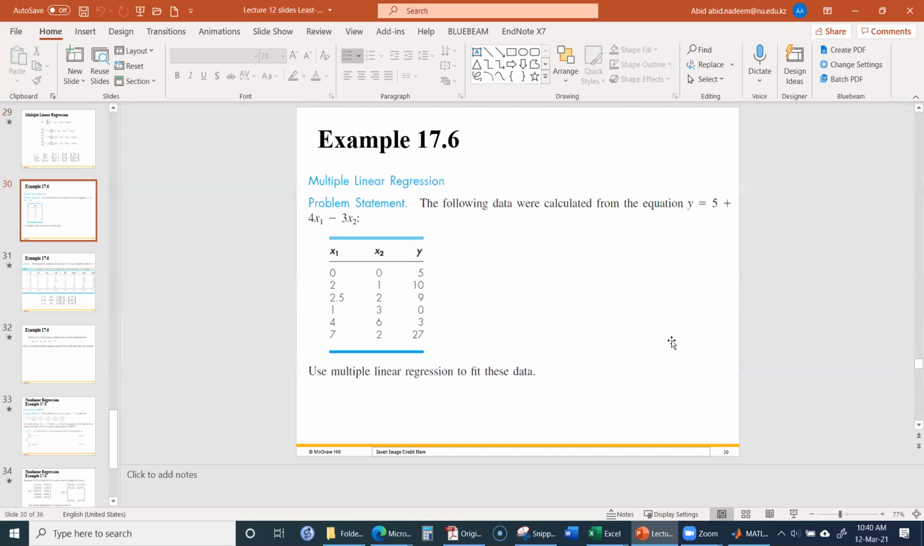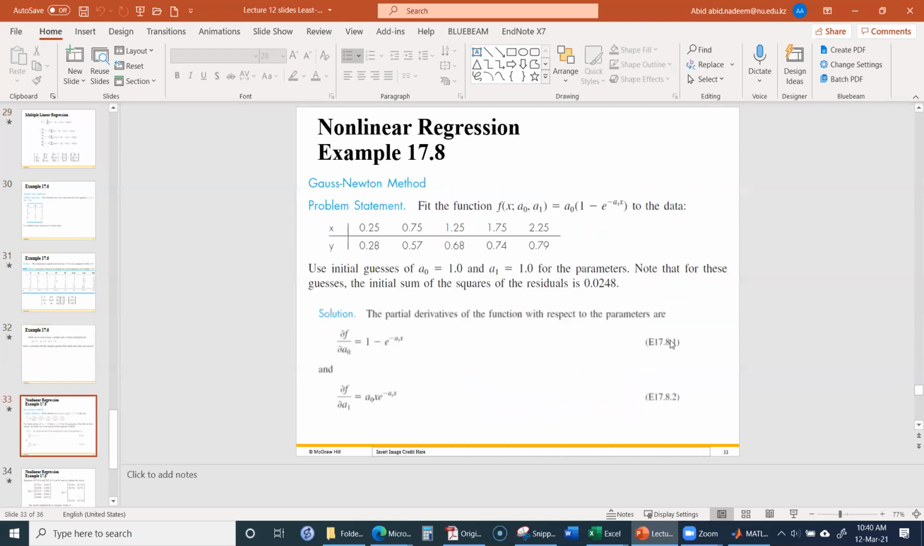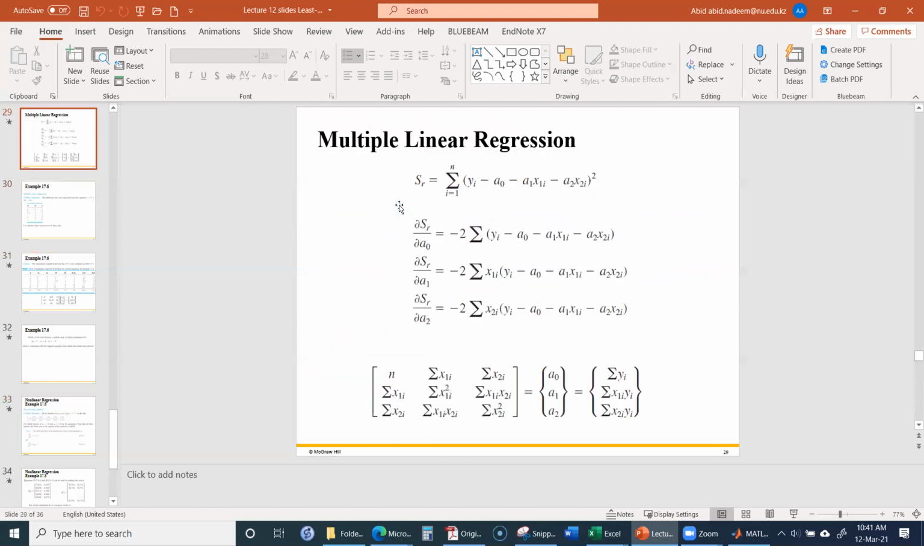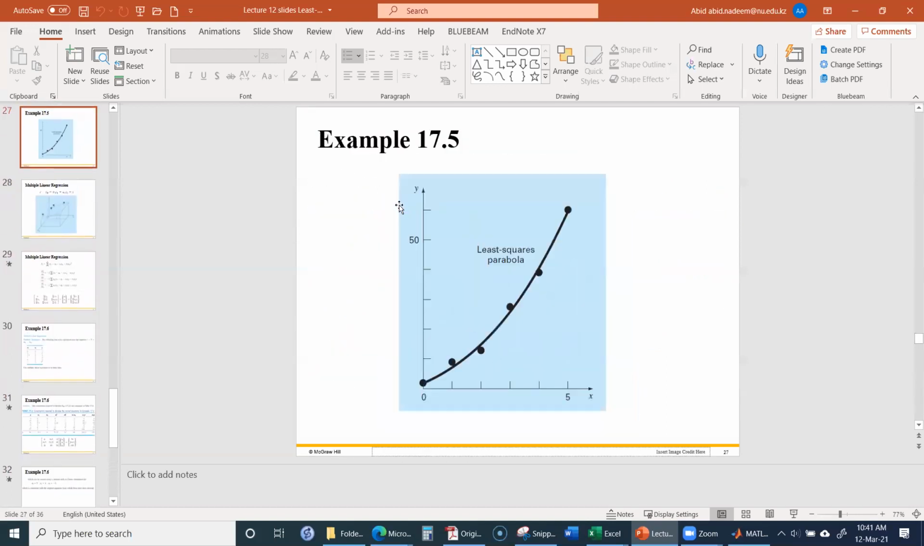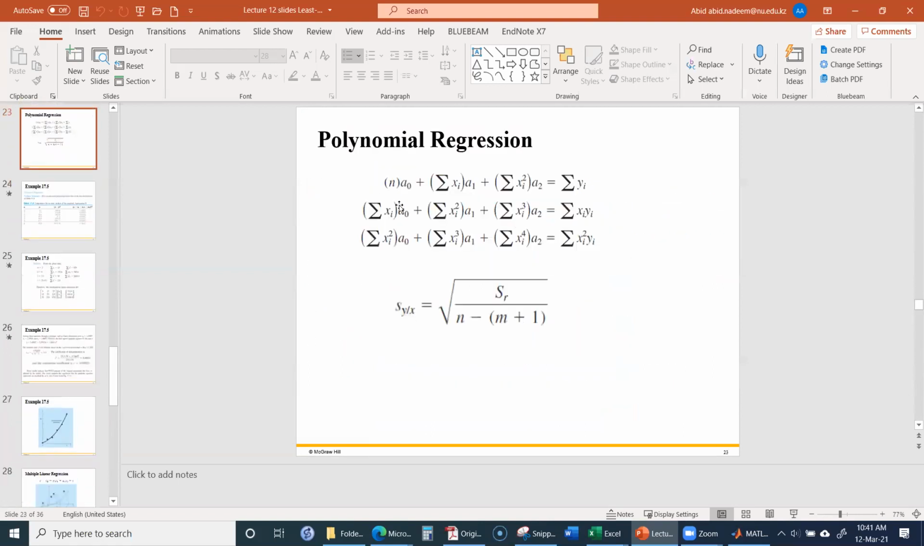Okay, and lastly, in this topic, we have the non-linear regression. So up to now, we have talked only about the linear regression. Even for the polynomial case, here we have what is called the polynomial regression. It is more like the linear regression. It is similar to the linear regression.